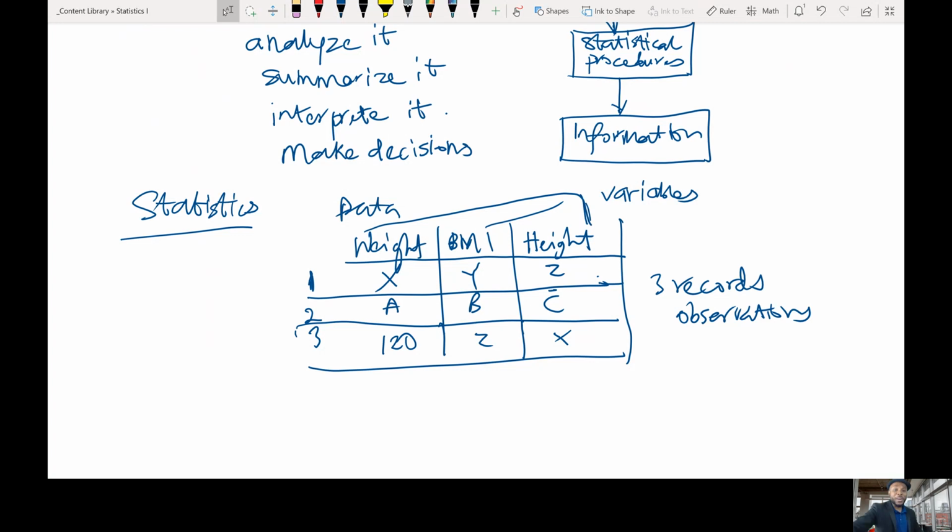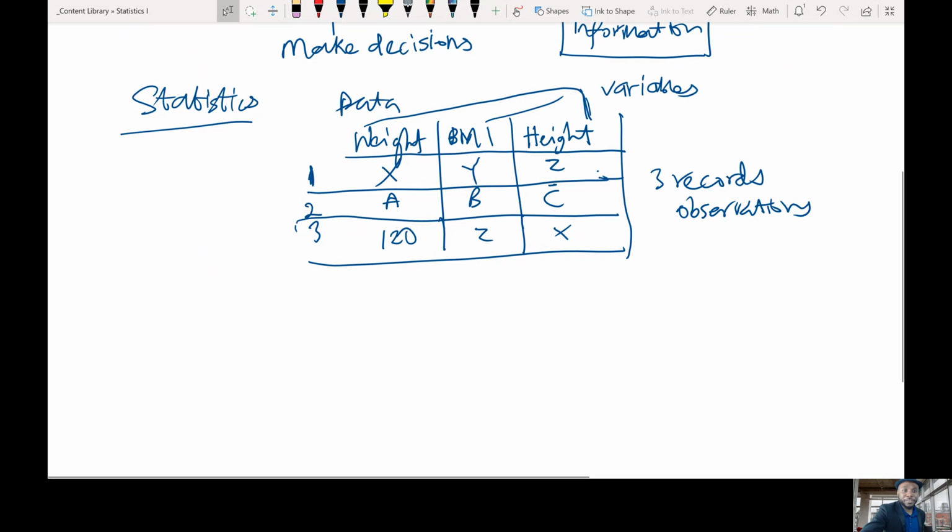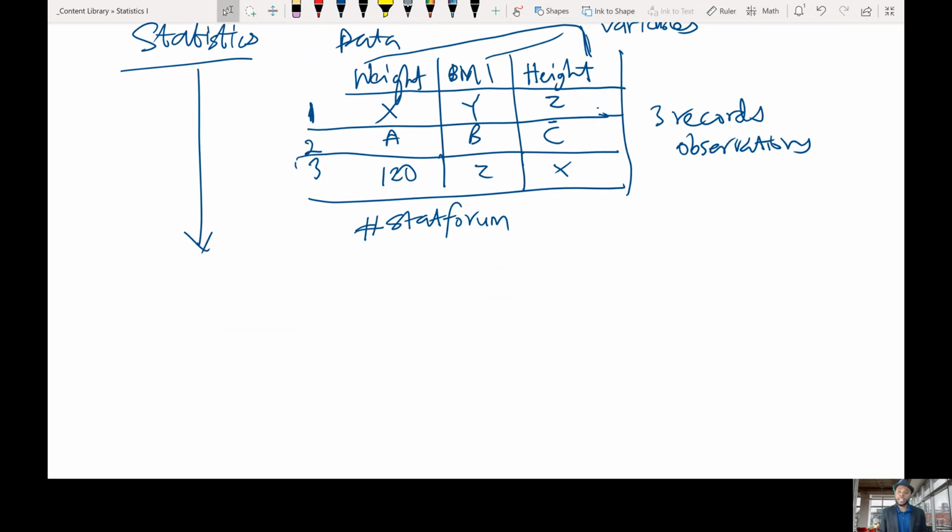Okay, so who has now come up with a definition of statistics? What is statistics? And by the way, as I said in the announcement, we will be using a hashtag called StatForum on Twitter. One of the first questions would be, what is statistics? Feel free to answer. Give your own viewpoints. But I will share with you my definition of statistics as we continue.